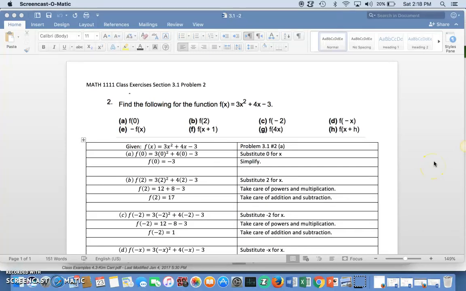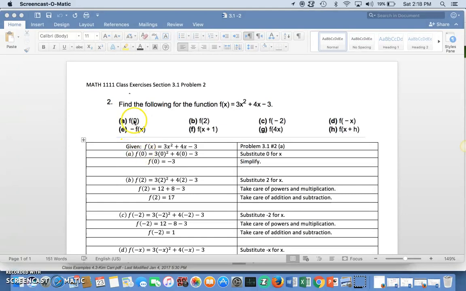Okay, this is evaluating a function. As you see, it's got parts A, B, C, D, E, F, G, and H. A little bit long of a problem. Some of it is not that difficult, and you should be able to get it pretty easily. Other parts might be a little bit more trying.